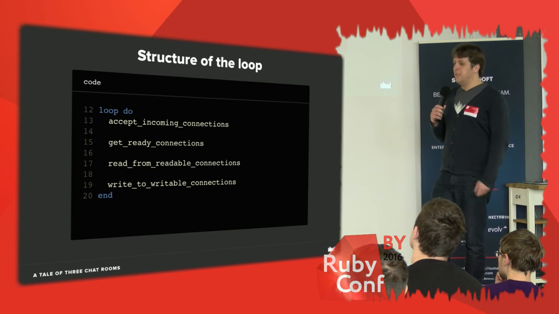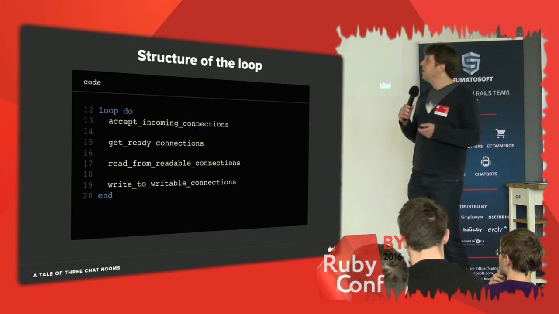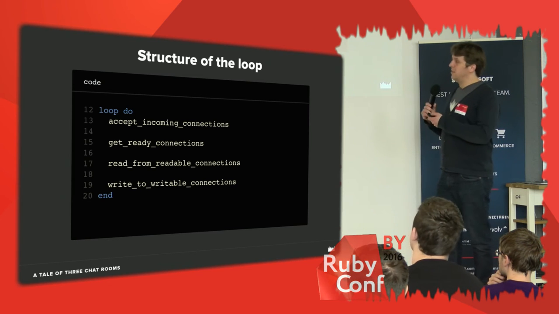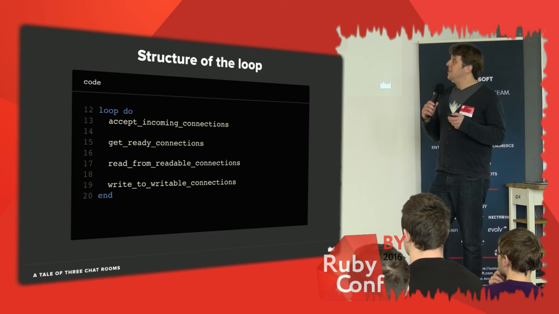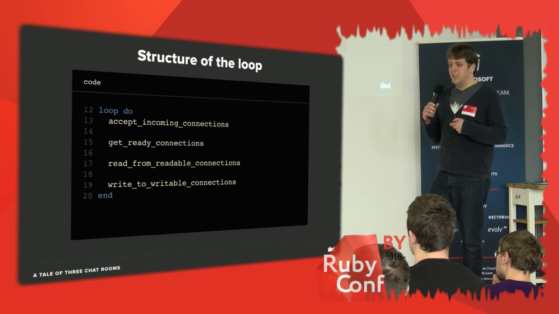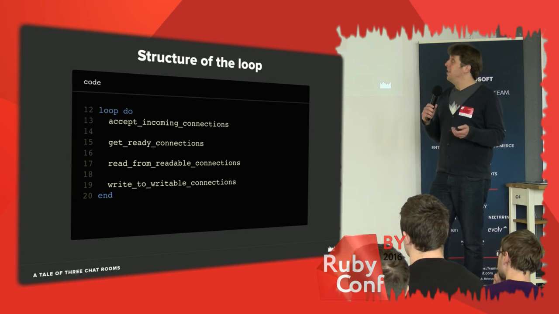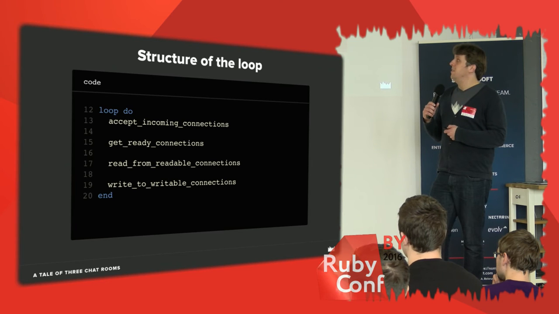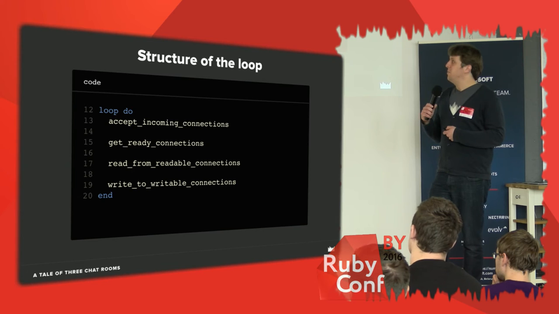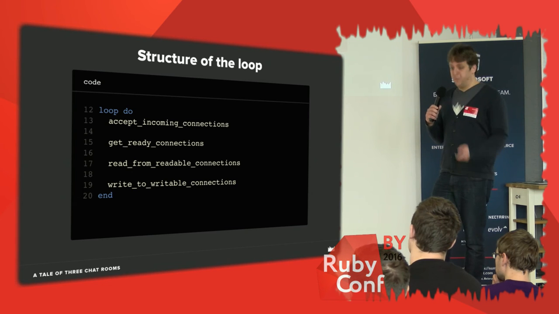And then all we do is run a loop. This is a slightly more simplified version compared to the diagram I just showed. So this is even simpler. What the loop does is it just tries to see if there's a new incoming connection. Then it asks the operating system, is there anything I can read or write from? And then it reads messages from connections that are readable and writes messages to connections that are writable.